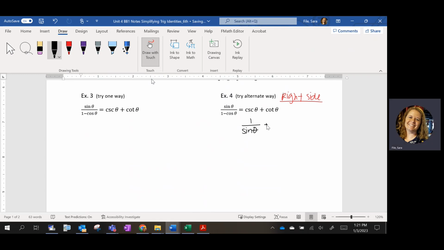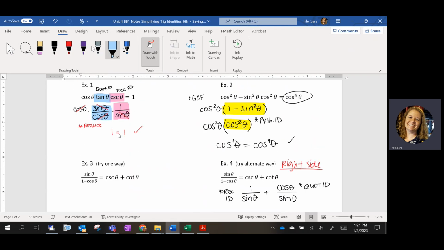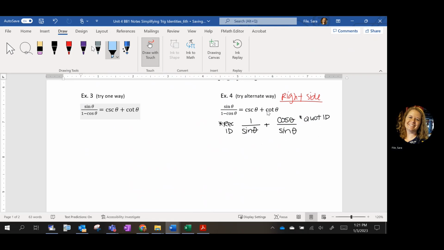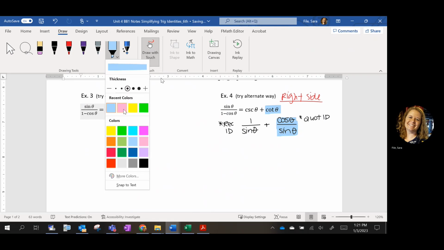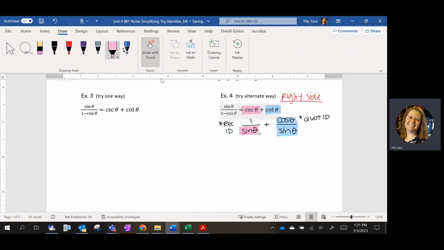And what would cotangent be rewritten as? So this one is the quotient ID. And this one is the reciprocal ID. So let me highlight and show what I did there. I already forgot what color I used. Blue was quotient. Okay. So I made this substitution here. And this substitution here.